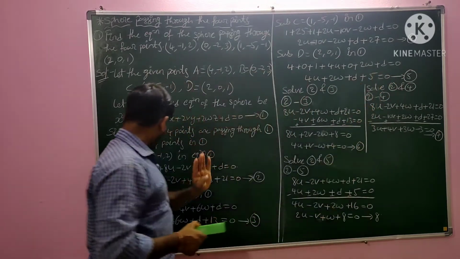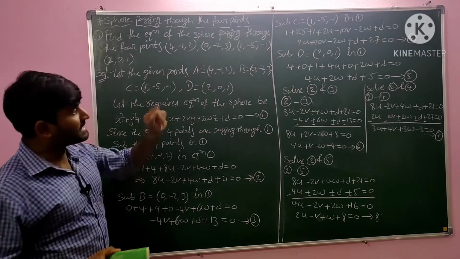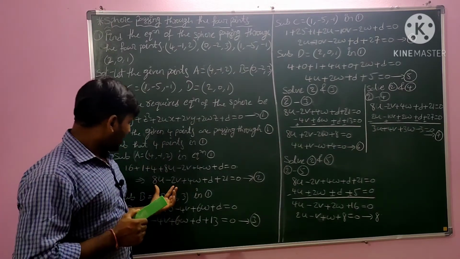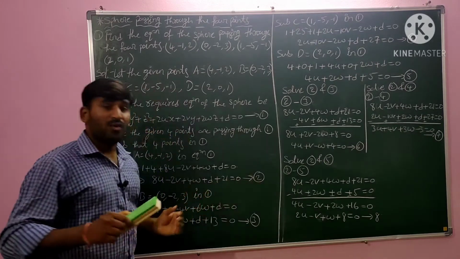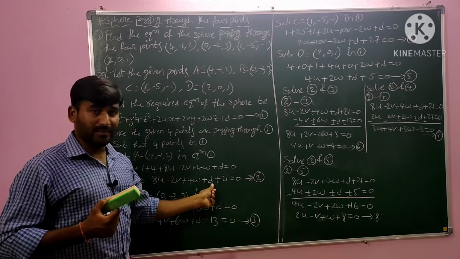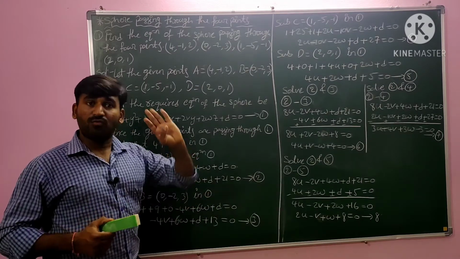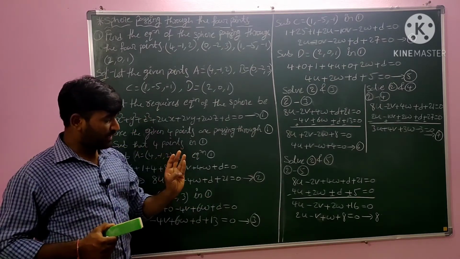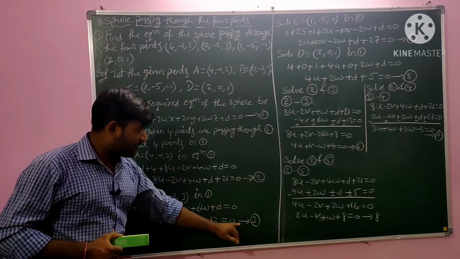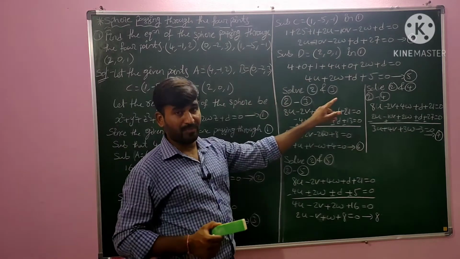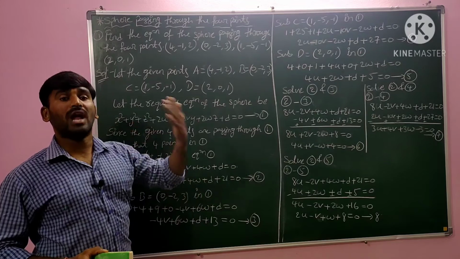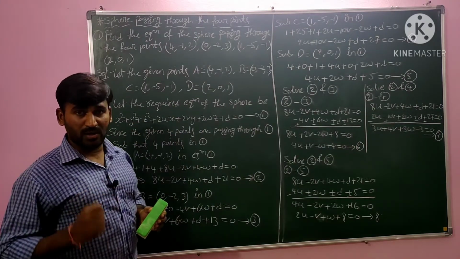By substituting the 4 points A, B, C, D, we are getting 4 different equations having 4 different terms, that is u, v, w and d. We need to find out the 4 unknown values, u, v, w and d. Here we have 4 equations, that is equations 2, 3, 4, 5. Now by solving these 4 equations, we will get the 4 unknown values u, v, w and d.